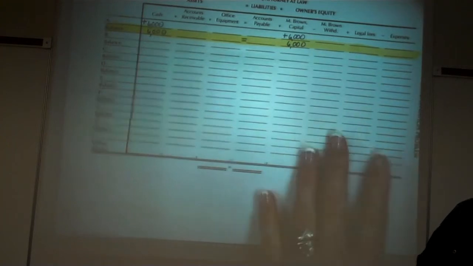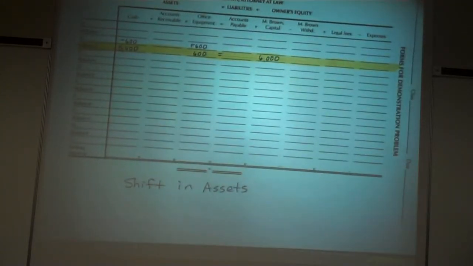All right, so let's look at transaction B. Paid $600 for office equipment. What accounts are affected? Cash and office equipment. What happened to cash, plus or minus? Minus 600. Okay, what happened to office equipment? Plus 600. Right. There's my minus, there's my plus, and there's my totals.